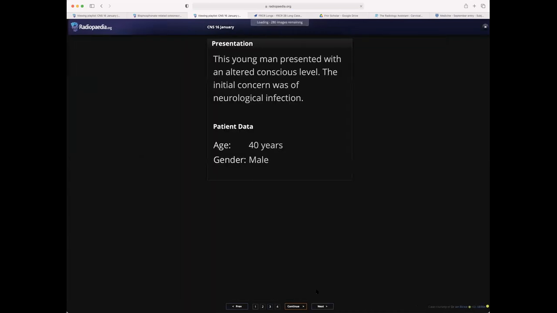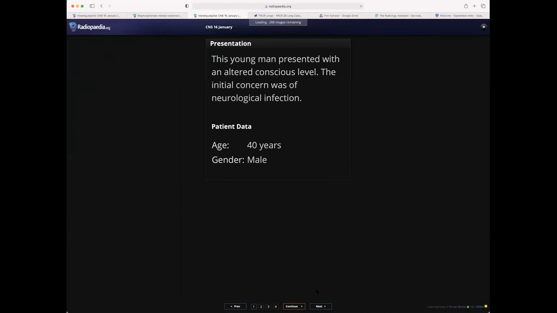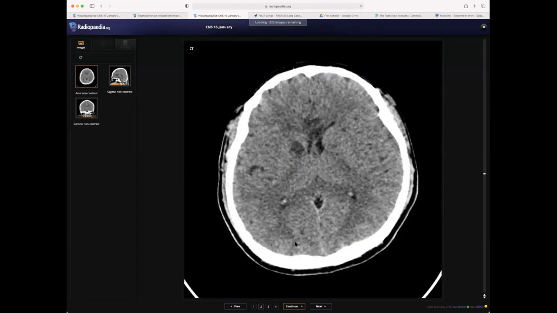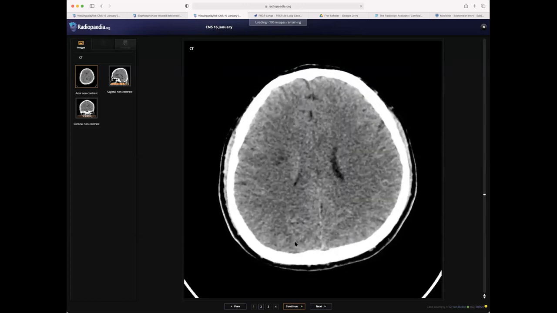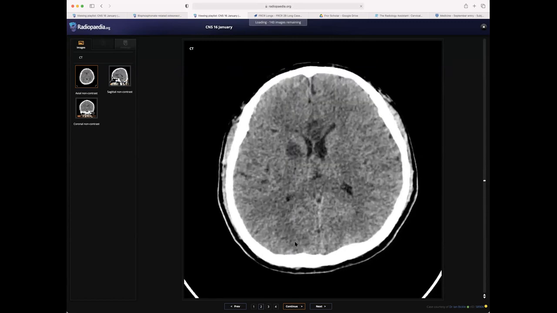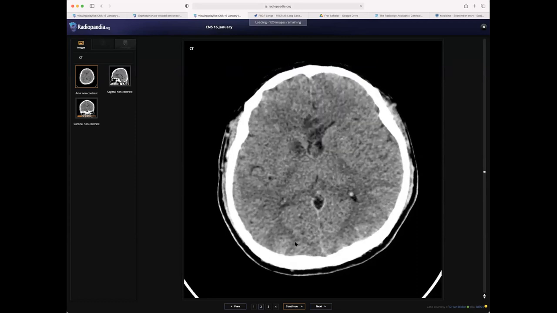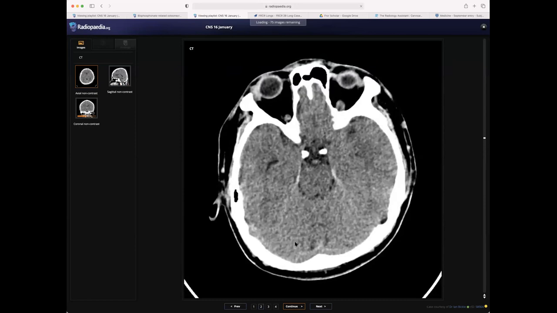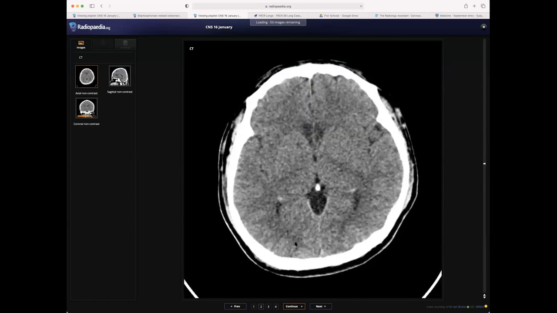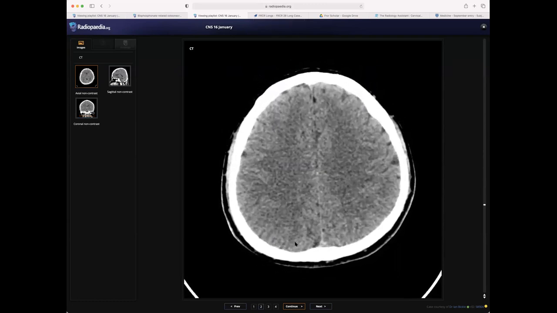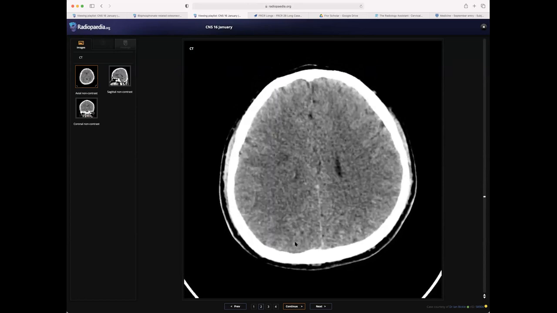Okay. So this is a young man presented with an altered conscious level, the initial concern of neurological infection, 40-year-old male. So non-contrast CT brain shows hypodensities in the right parietal periventricular region, in the body and genu of the corpus callosum, with minimal associated mass effect. The rest of the brain parenchyma appears to be normal.